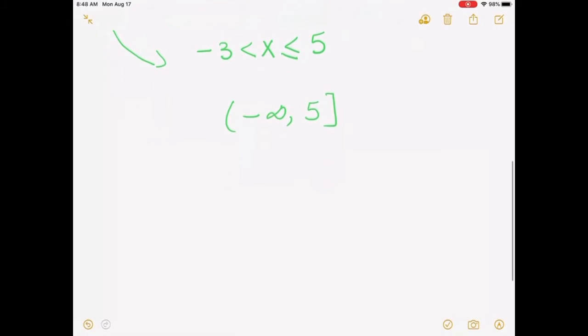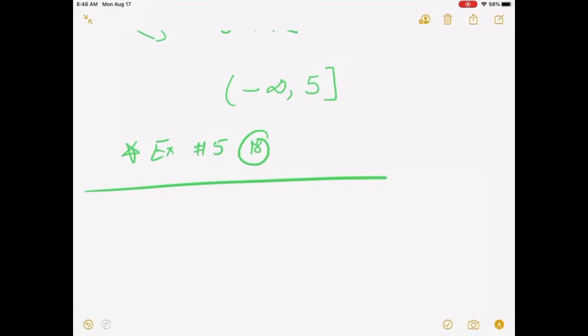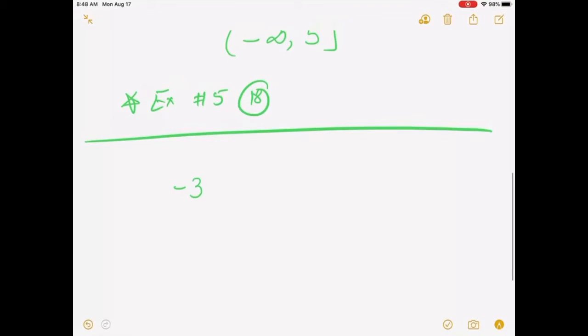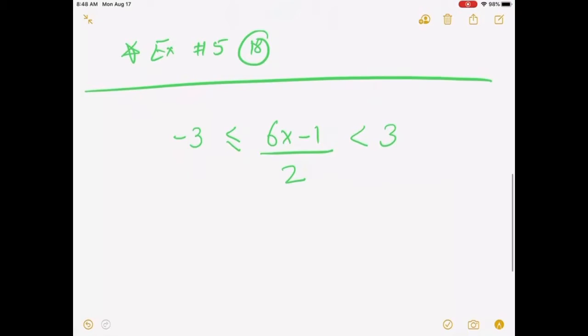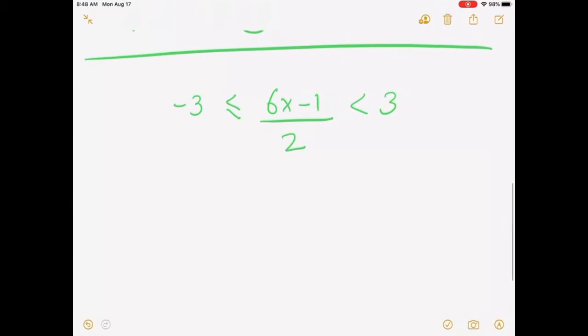Now let me show you a few examples of how to solve and how to put the answer into brackets and parentheses. Let's say my first example is example number 5 on page 18. I have -3 less than or equal to (6x minus 1) over 2, and less than 3. This is kind of a double inequality. Normally we have 'and' or 'or' in the middle, but this has everything embedded into one inequality. But the idea is still the same: whatever you do to one side, you have to do to all three sides.